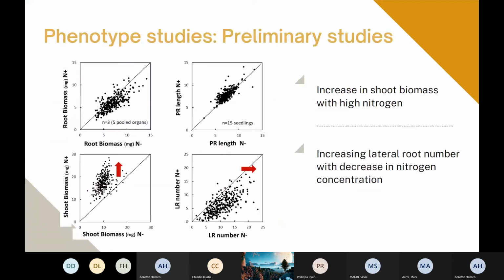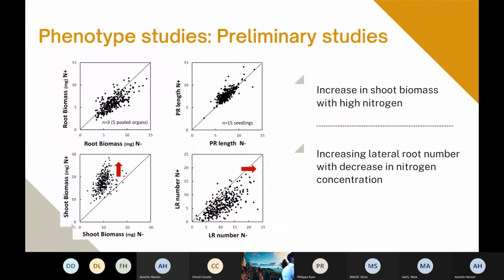From the initial preliminary studies, we have seen that there is an increase in shoot biomass with the high nitrogen treatment. Whereas in the case of lateral roots, there is an increase in lateral root number with the decrease in nitrogen concentration. So these are the preliminary studies we have on the change of root morphology with respect to nitrogen.